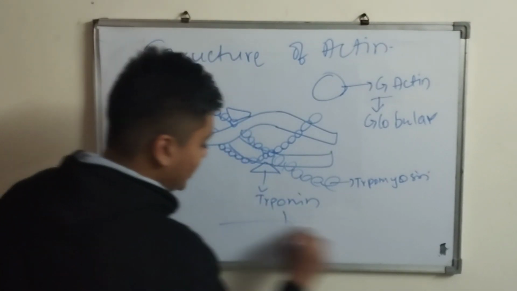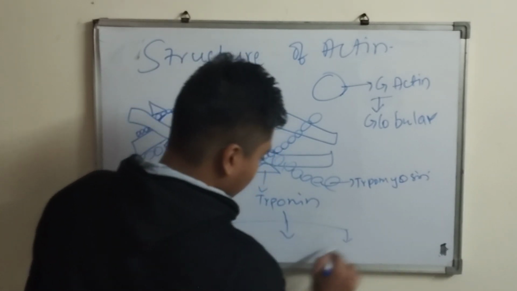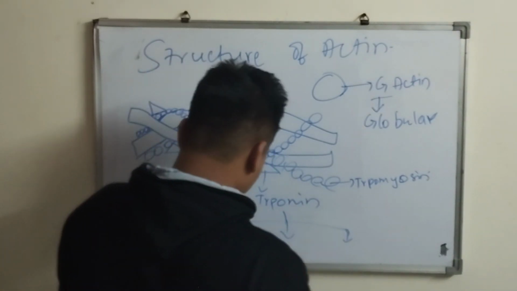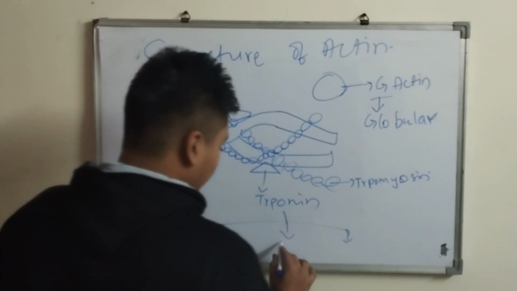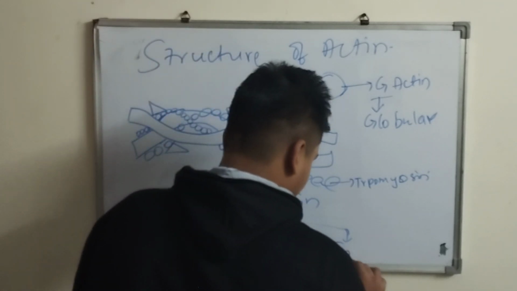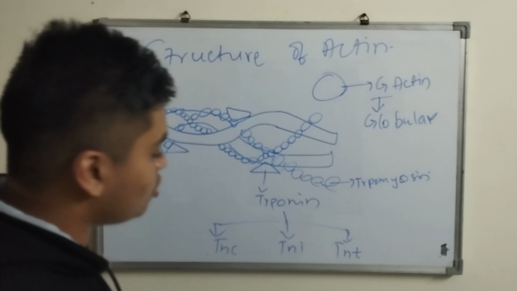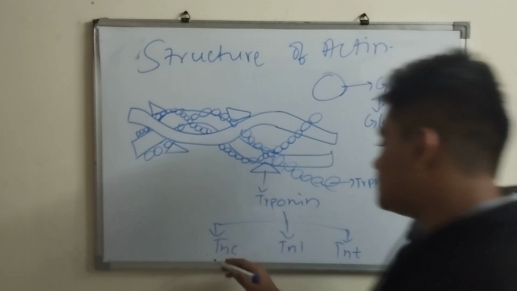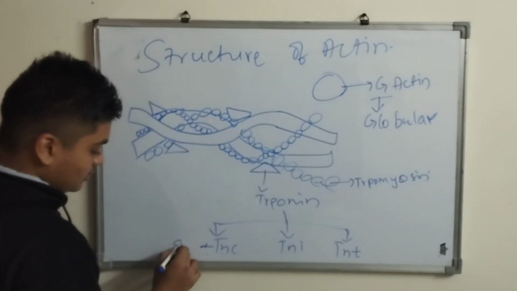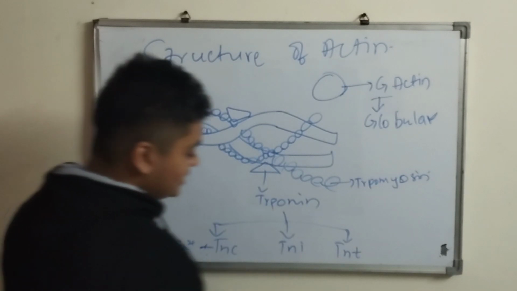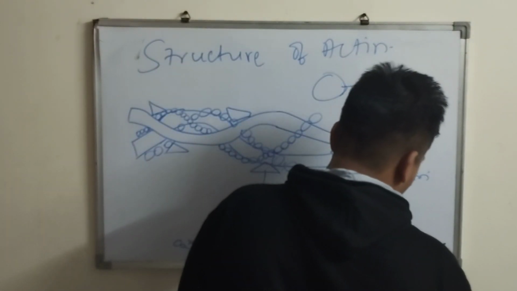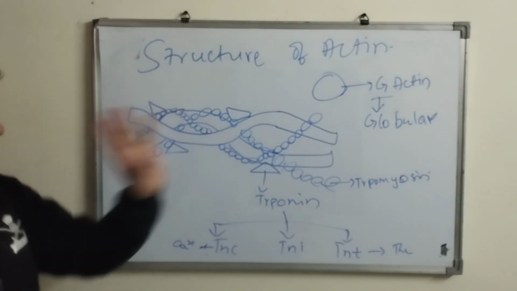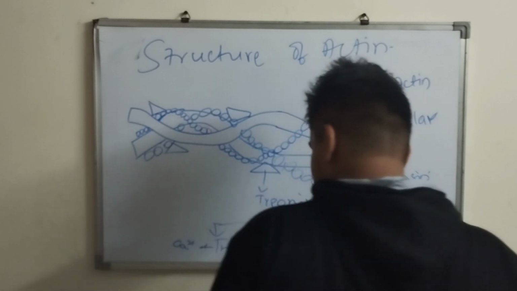This troponin consists of three subunits: TNC, TNI and TNT. This is not mentioned in your NCERT, but please do not worry, just out of my interest I am teaching you. Now, TNC is the calcium binding site. TNT is the myosin head binding site.